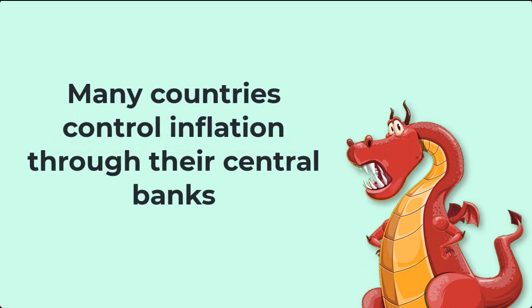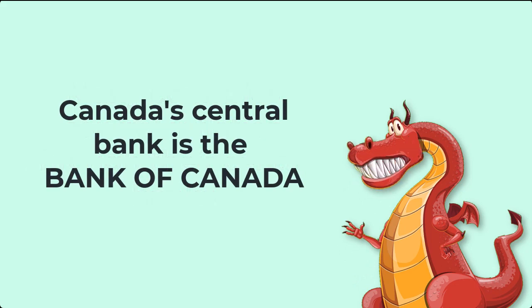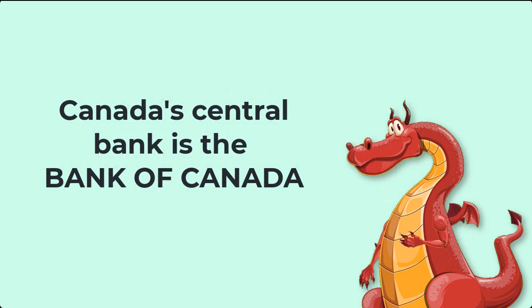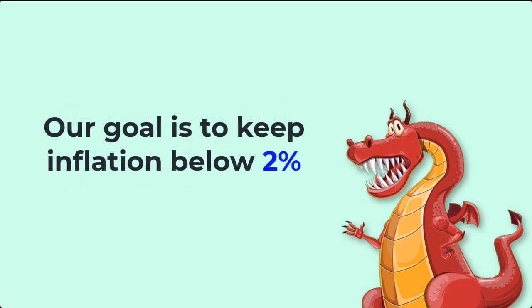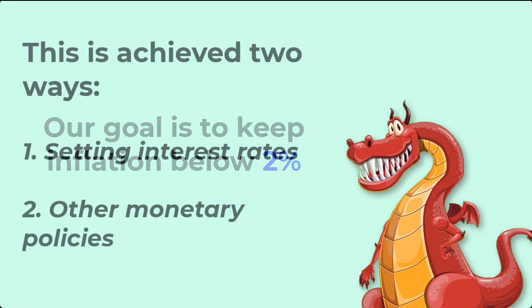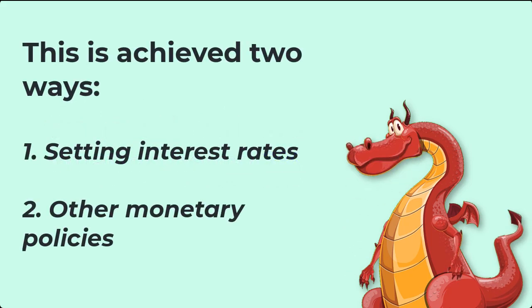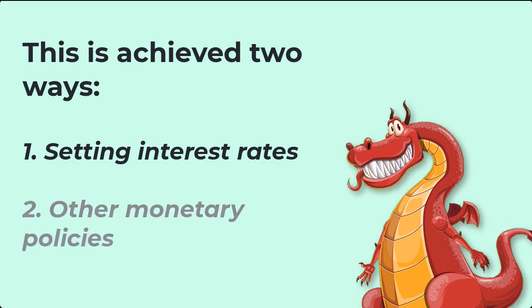So how is inflation maintained at a small controlled rate? Inflation in many countries is controlled through central banks. Each country has their own. In Canada, it's the Bank of Canada. But they all operate in a similar fashion. The Bank of Canada has decided that our goal is to keep inflation below 2%. They do this by setting interest rates and other forms of monetary policy. We'll just look at how setting interest rates affects inflation, as interest rates have the most direct effect on individuals.